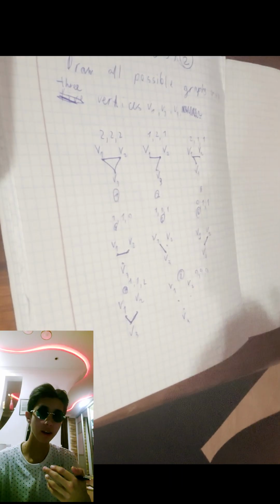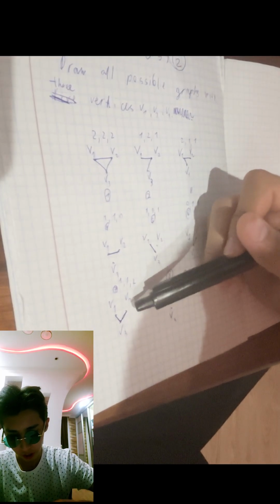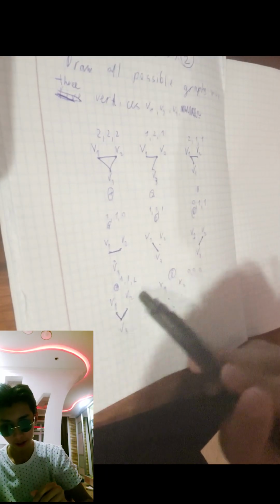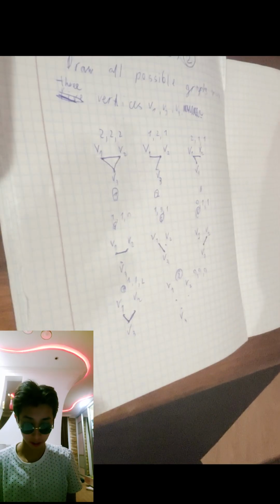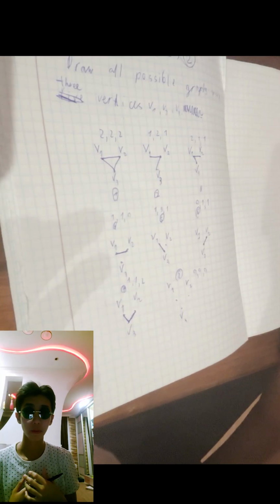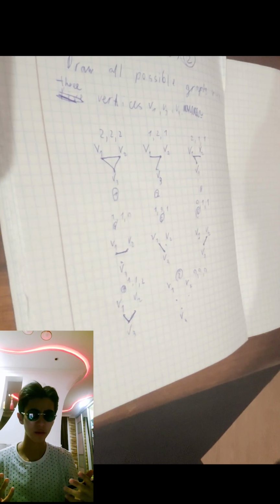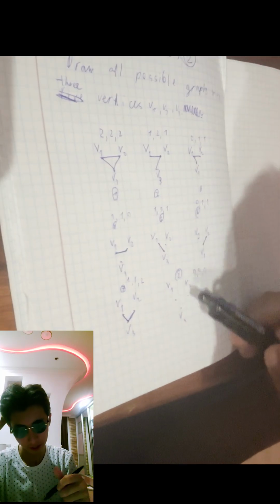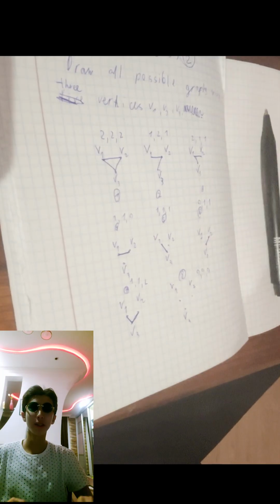the seventh graph and eighth graph. V1 has 1 connection with V3, V2 has 1 connection with V3, and V3 has both of them, connections here and here. And the eighth graph has 0 connections with nobody, 0, 0, 0. So we are done with the first exercise.